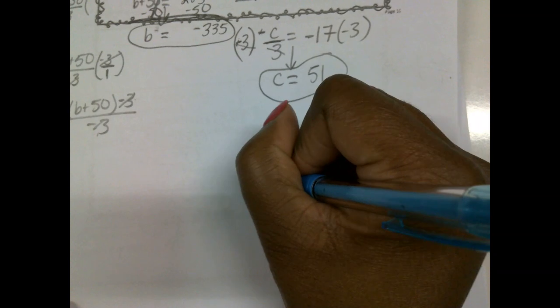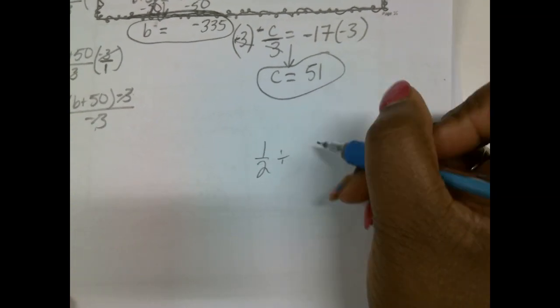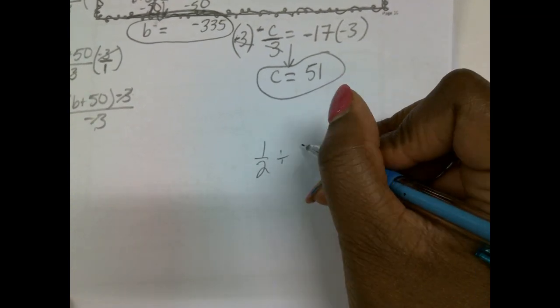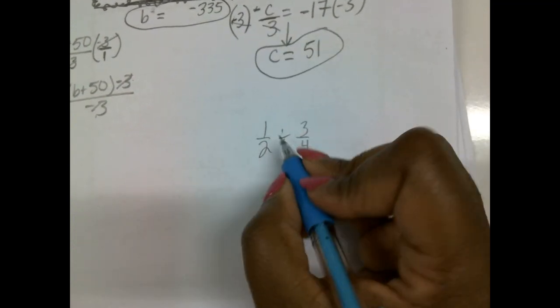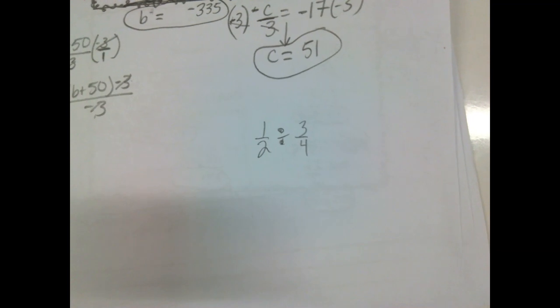Let's do 2 fractions. Let's do 1/2, and let's divide 1/2 by another fraction. What's another fraction? Give me one. Come on, y'all. 3/4, somebody said. How do we do that?